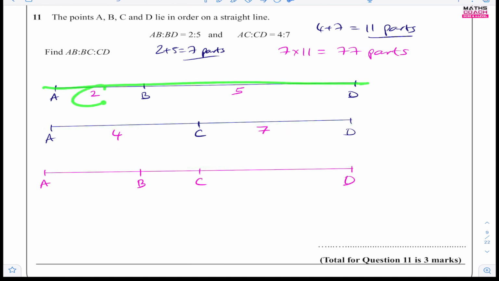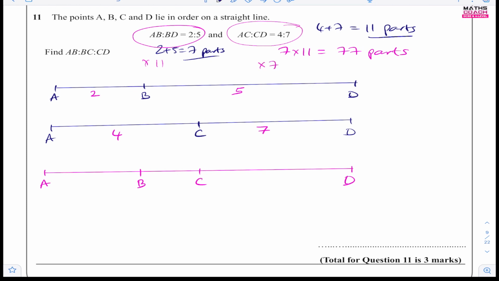This one is broken up into 7 parts. But this one is going to be where these values are multiplied, so that we have a total of 77 parts. So in order to have the same common multiples, we will take the first one and multiply it by 11, and we'll take the second one and multiply it by 7.